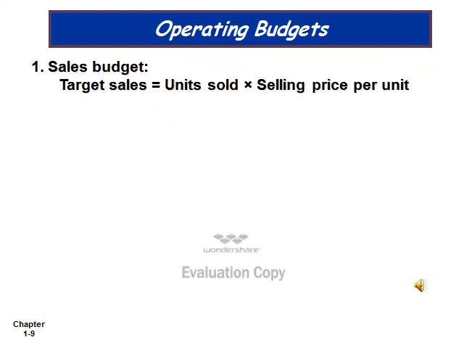I will start with the operating budget. The first one, sales budget. Sales budget depends on an equation. That is, target sales equal units sold times selling price per unit. Target sales mean expected revenue. So expected revenue equals units sold times selling price per unit. Let us take an example.